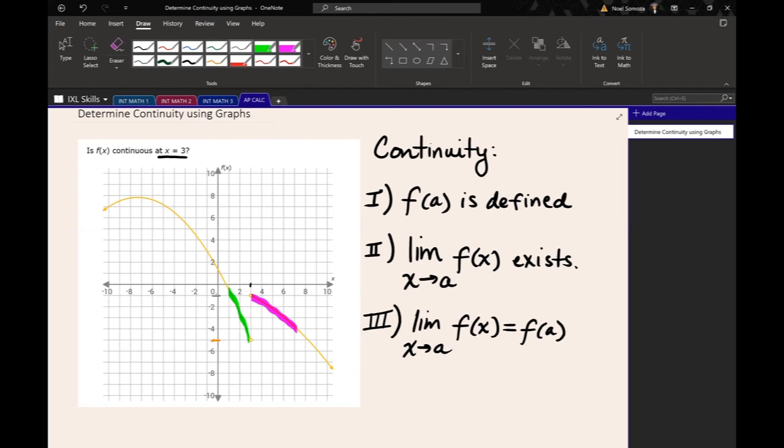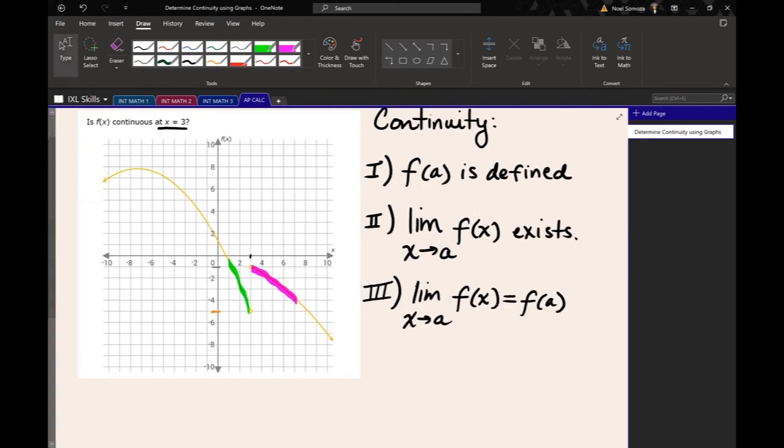Okay, so obviously if it fails the first two parts, it's not going to be able to satisfy the third part either. So is f of x continuous at x equals 3? The answer would be no.